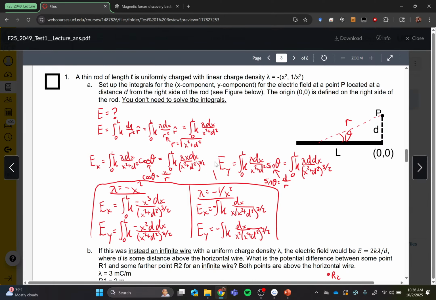Did you do the correct setup? If you're doing the x component, did you put the cosine? Did you put the sine? Did you draw the picture? That's where you're getting the extra points.